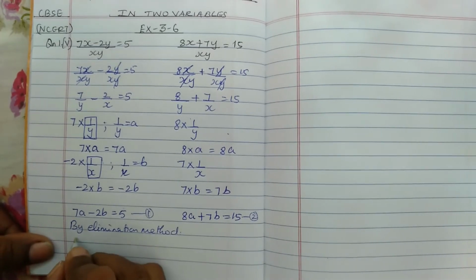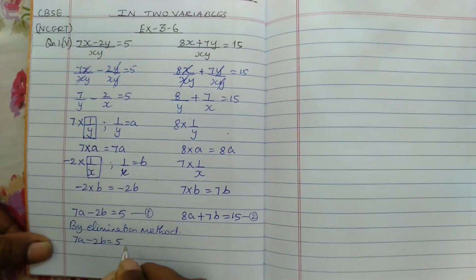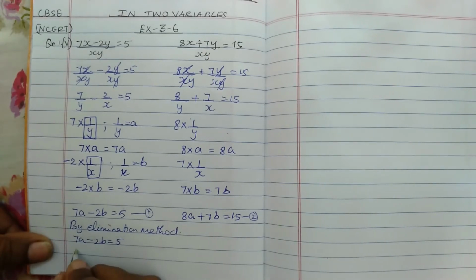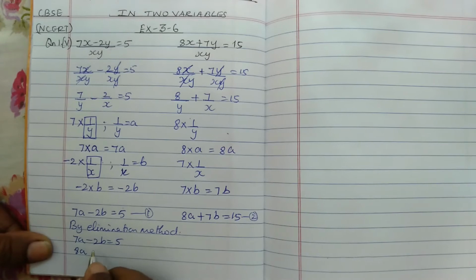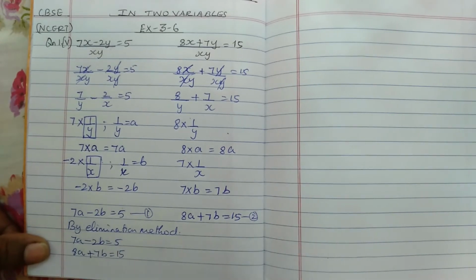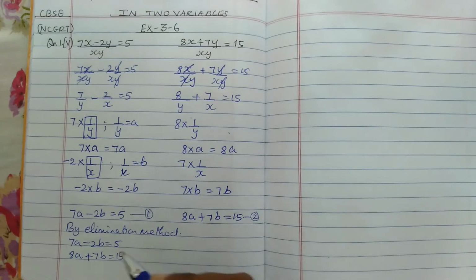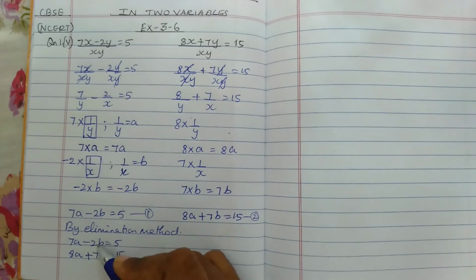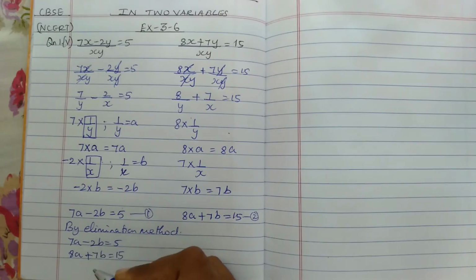We have the equations 7a minus 2b is equal to 5, and the second one is 8a plus 7b is equal to 15. Now in elimination method we have to eliminate any one variable from these equations. So let's eliminate b variable this time. In order to eliminate b variable, we have to have the same coefficients in both the places.